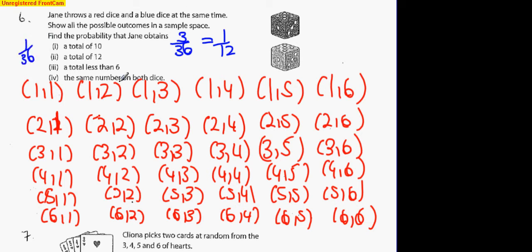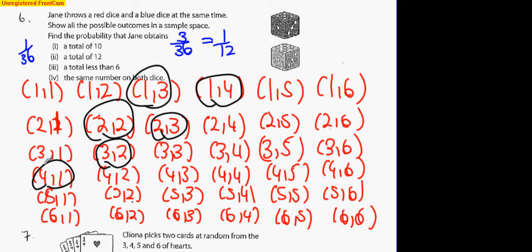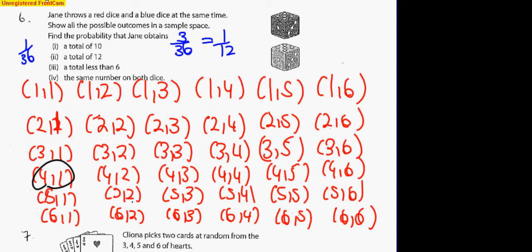A total less than 6 has to be less than 6, so we try and find 5. 1, 2, 3, 4, 5, 6, 7, 8, 9, 10. There's going to be 10 of them out of 36. Okay? So 10 out of 36, and 10 out of 36 is 5 out of 18. You've got to reduce it down to its lowest fraction.